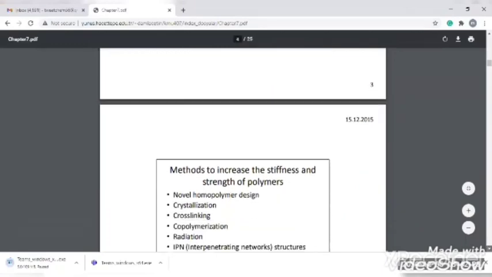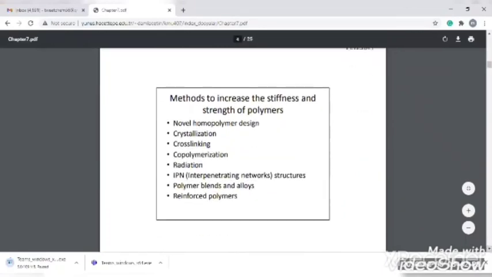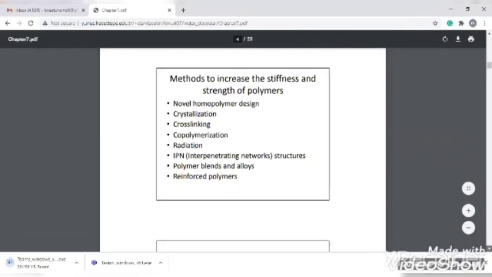Now, what are the methods to increase the stiffness and the strength? Novel homopolymer design, crystallization, cross-linking, copolymerization, radiation, and similarly IPN, interpenetrating networks, polymer blends and alloys, and reinforced polymers. So you can say that polymer blending basically increases the stiffness and the strength of the polymer.